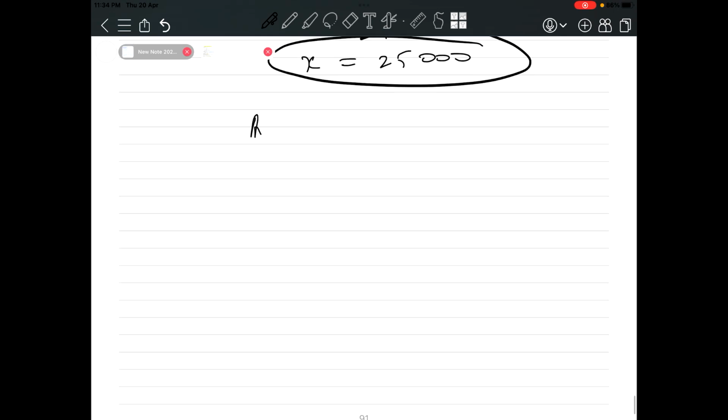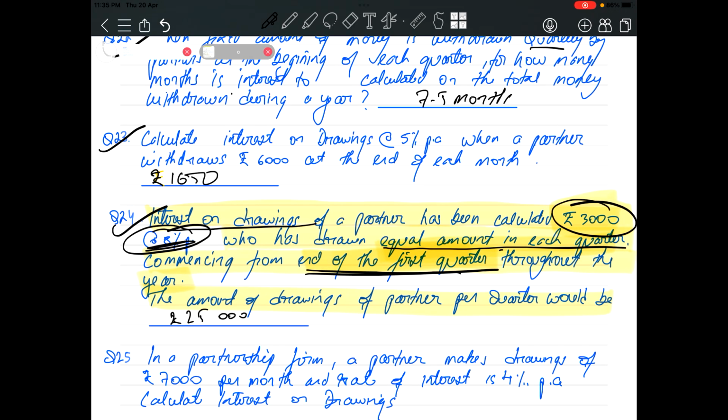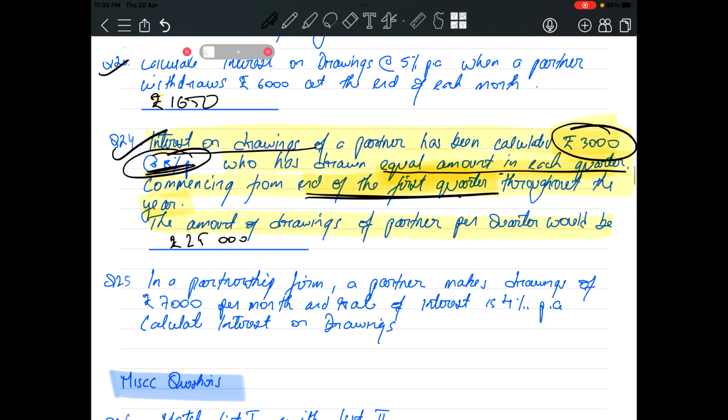So what was the average period? 9 plus 0 divided by 2 is equal to 4.5 months. So now we are done with question number 24. Now let's see question number 25.